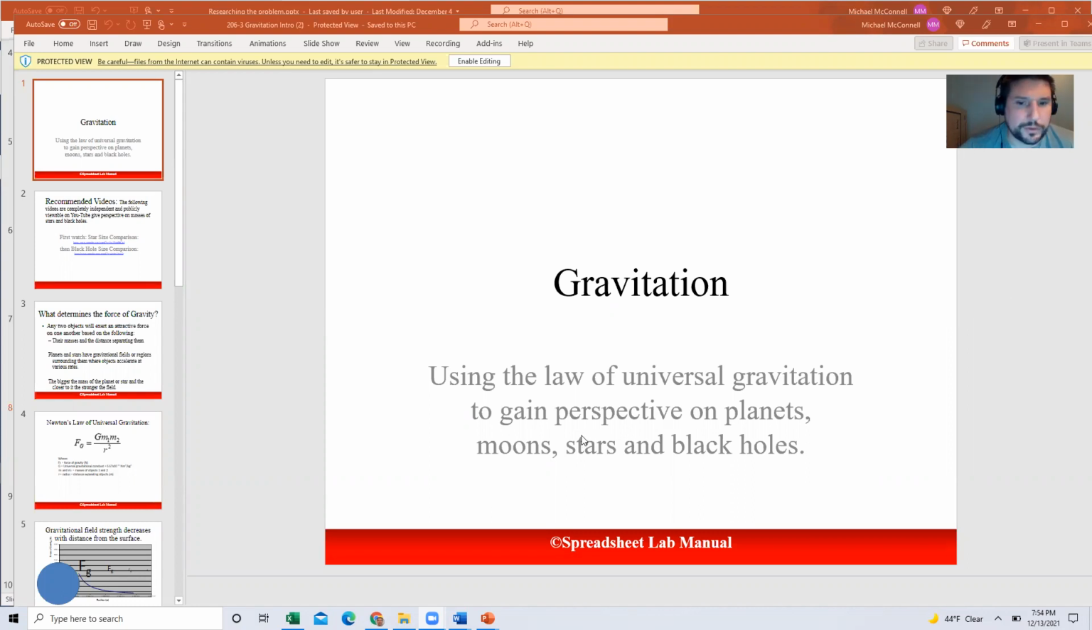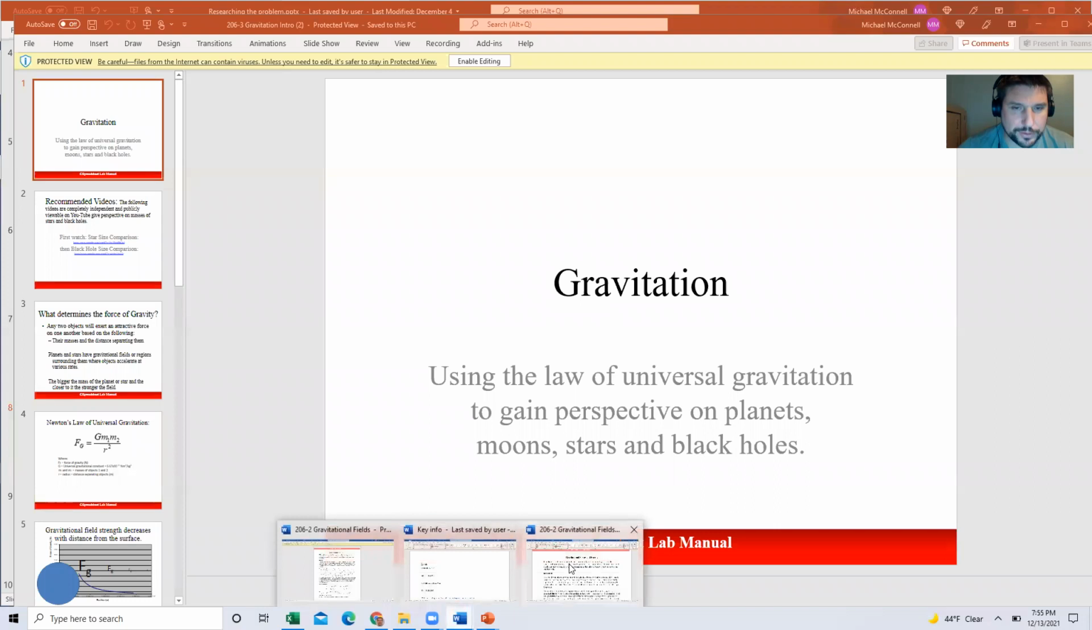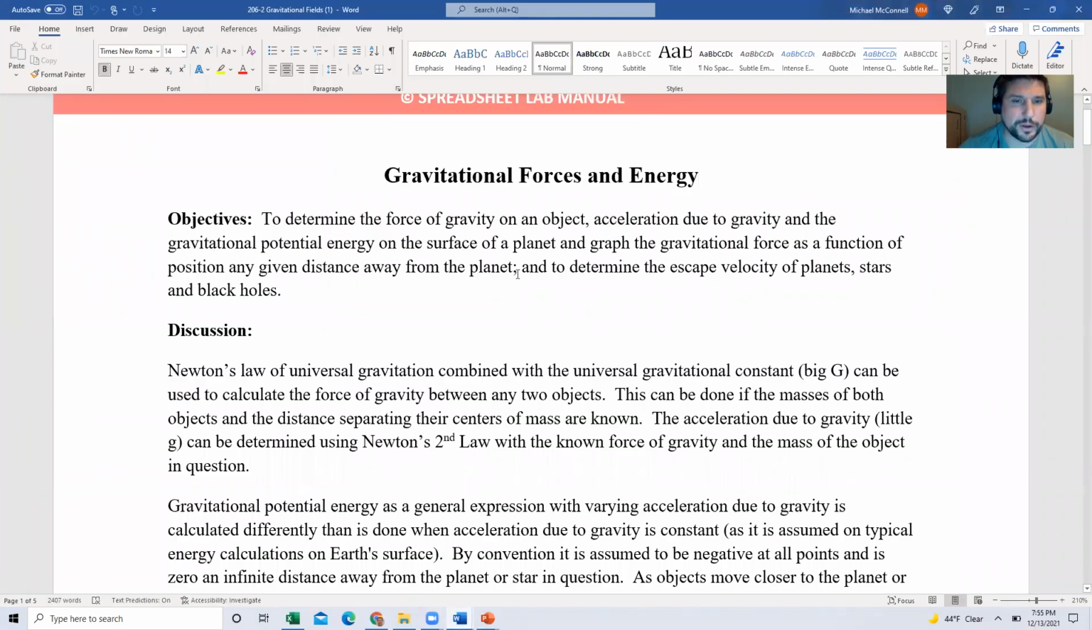Okay, so this presentation is going to be for the lab, Gravitational Forces and Energy. The lab handout that you should have gotten looks like this one in class. And our objective here is to basically determine the gravitational field of various objects, starting with the Earth.